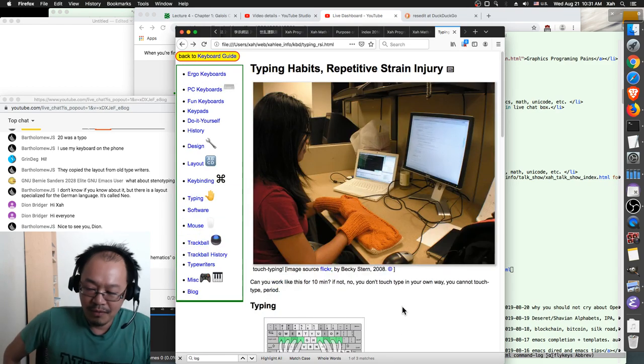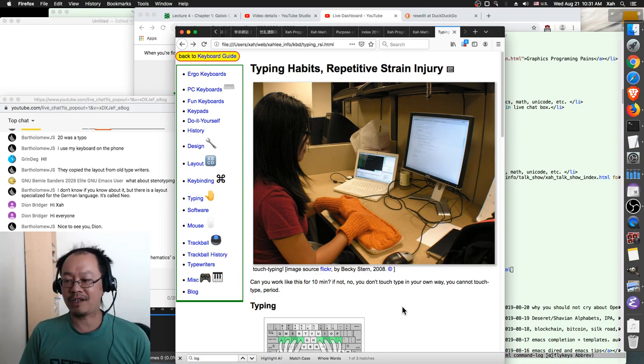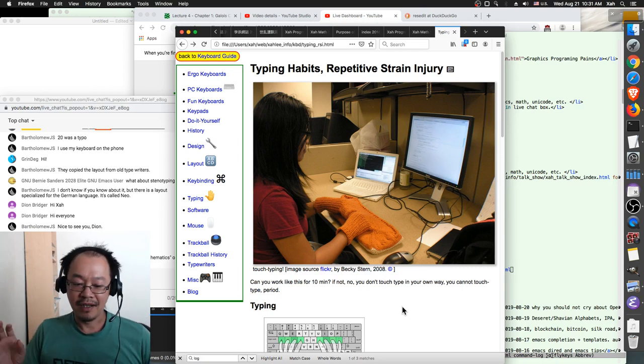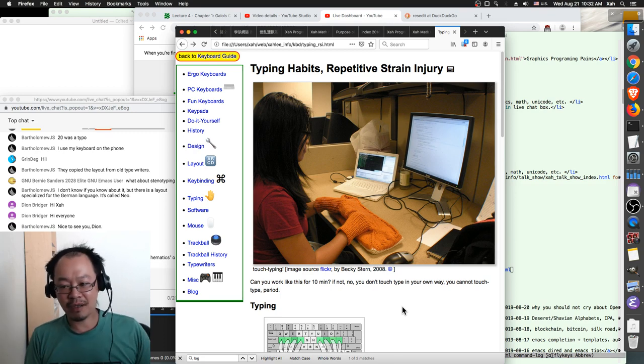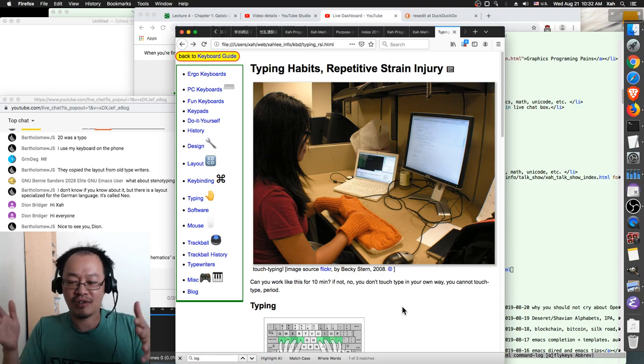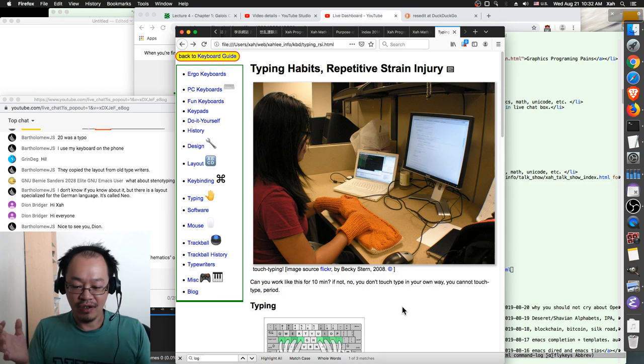So most programmers, especially those who don't touch type, each have a biased view, not just in politics or religion, but also everything else, due to your habit, your workflow, your situation, what you need to do every day.